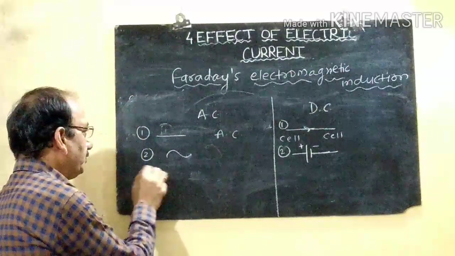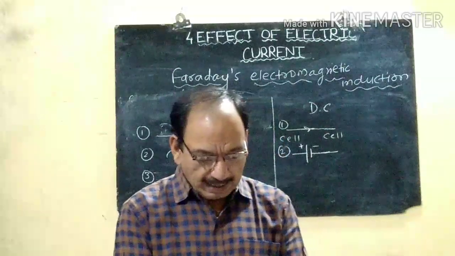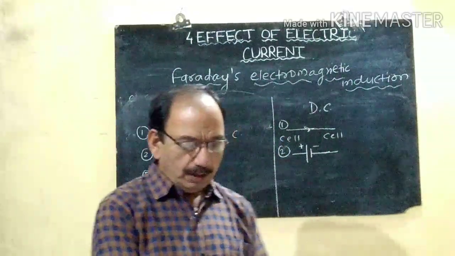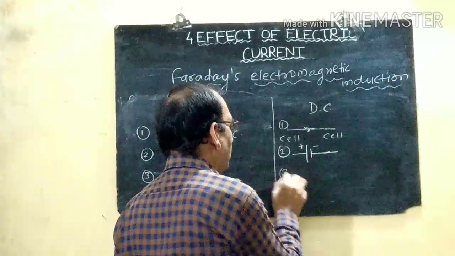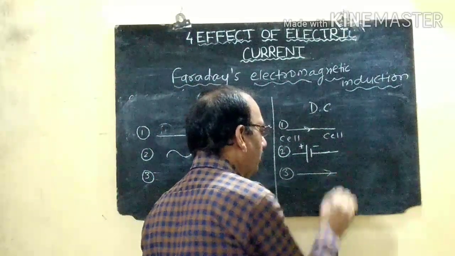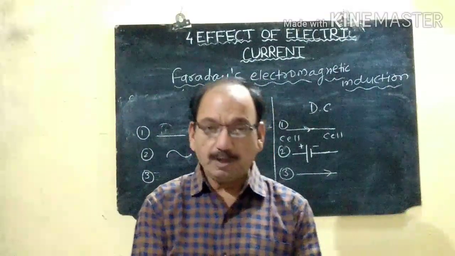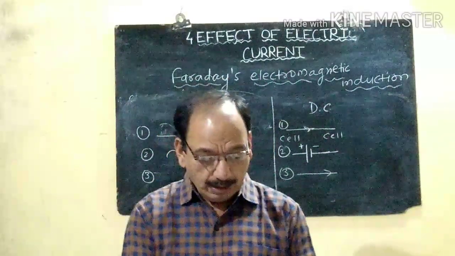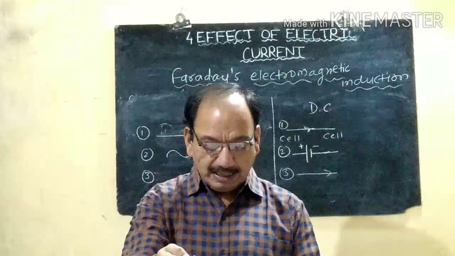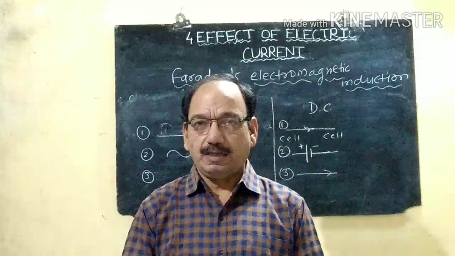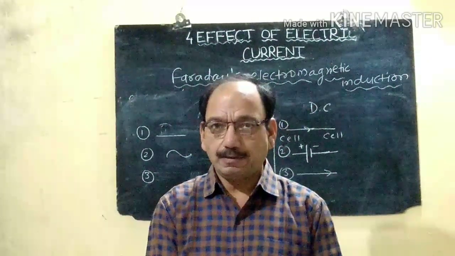The third difference between AC and DC is that direct current flows in one direction. We can write here: it will flow in one direction. But the alternating current flows in a periodic manner, in one cycle in the forward direction and in another cycle in the reverse direction. This is the difference between alternating current and direct current.